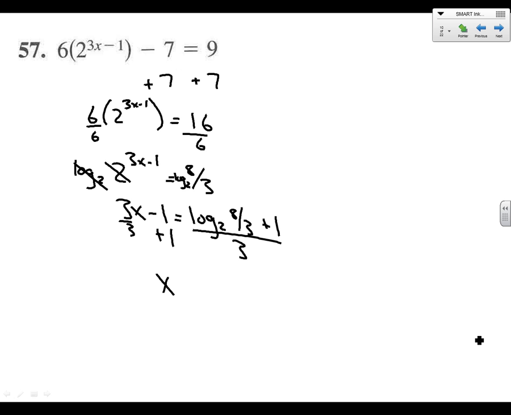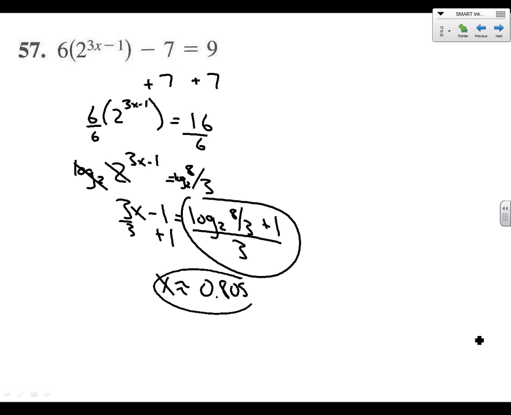We'll get x equal to this. And when we plug it into our calculator for problem 57, we're going to end up with 0.805. That's what you should have gotten on problem 57.